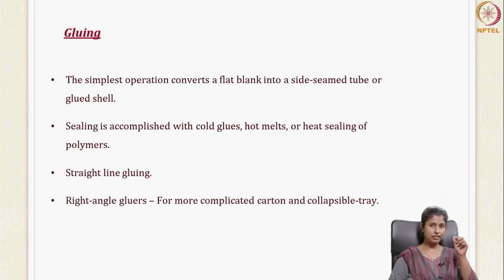You can either have a straight line gluing or right angle gluing. Right angle gluers are usually used for more complicated cartons or for collapsible trays, which after you open it, you can collapse it. Those kinds of things, you can use a right angle gluer.